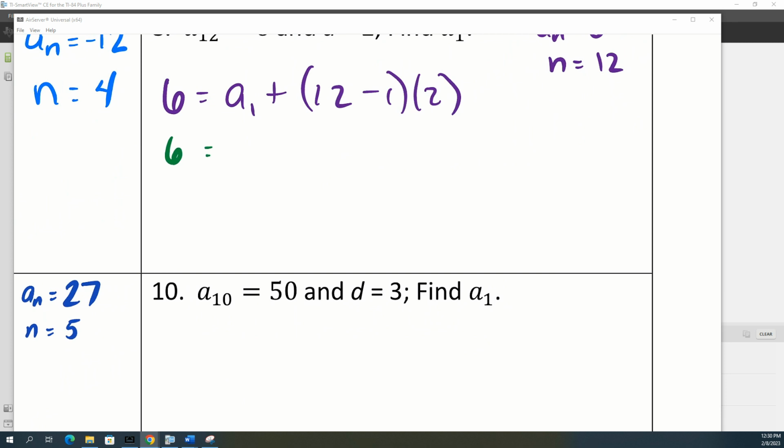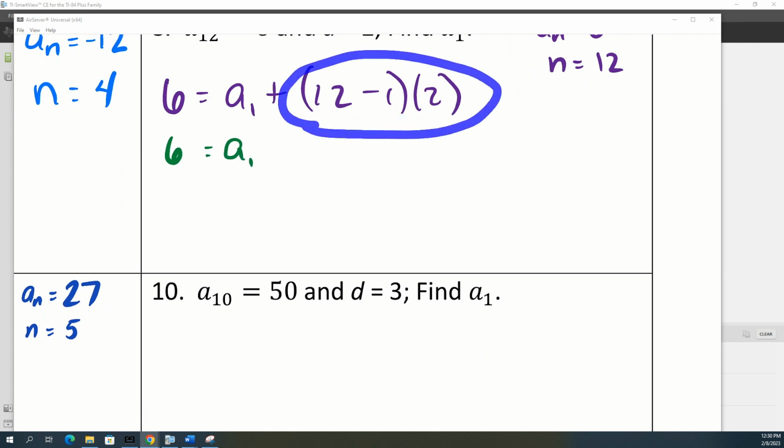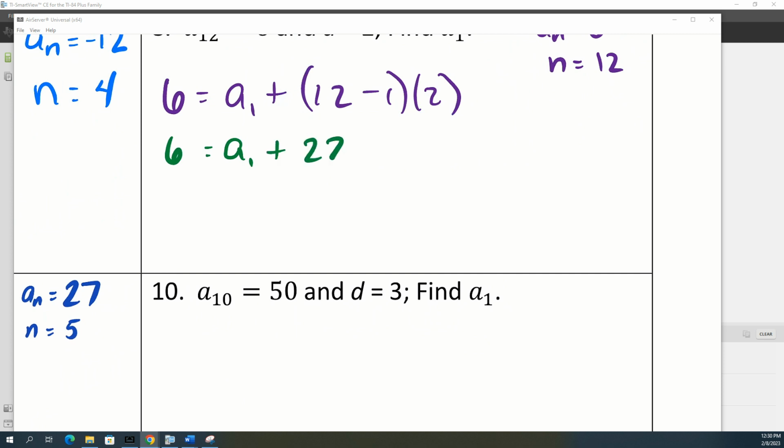All right, so what I would do first would be this part right here. So A sub 1 is just going to kind of hang out for a second. And then we're going to do 12 minus 1, which is 11, and multiply that by 2, 22. All right, and then what would we do to solve this for A sub 1? What do we do with that 22? Since it's added to A sub 1, we would subtract it, and we would get that A sub 1 is 16. Oh, sorry, negative 16.